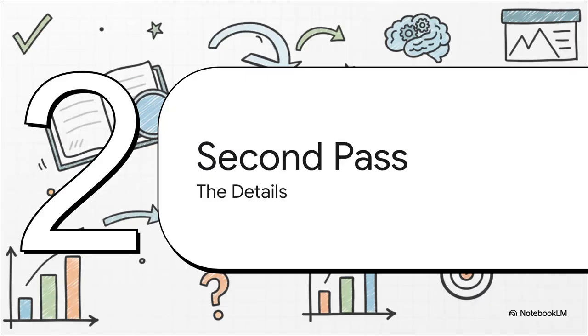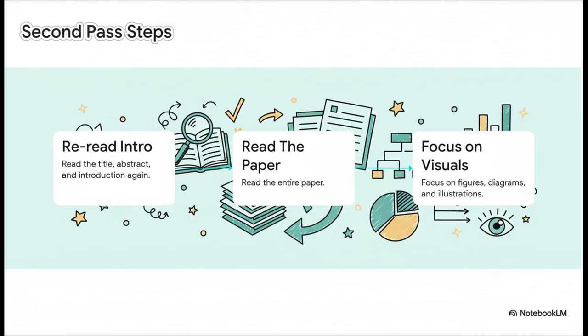Okay, so now you've got the map. You know the basic layout. It's time for the second pass. We're going back in, but this time we're looking for the juicy details, the evidence. We're not trying to get some deep philosophical understanding just yet. We're just trying to grab the key pieces that back up the paper's claims. So you'll reread that intro again just to get your bearings, then you'll go through the whole thing.